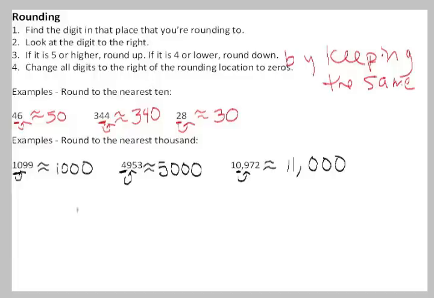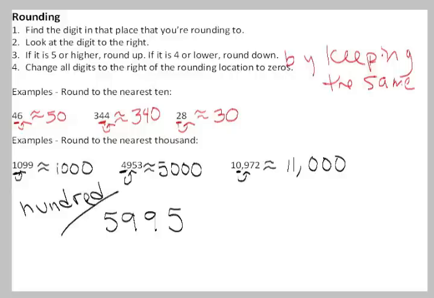Let's do one more example. Say we have something like this: 5,995. And we want to round to the nearest 100. So first we need to find the hundreds place. So this 9 here is in the hundreds place. We look to the right and that is 5 or above. So that means we need to round up.